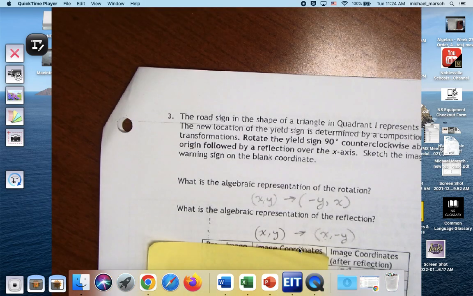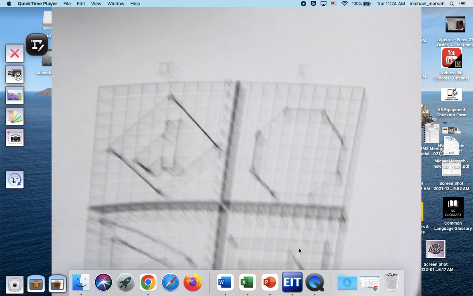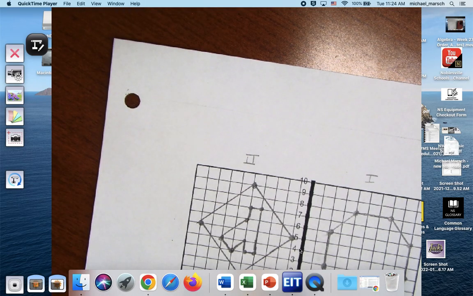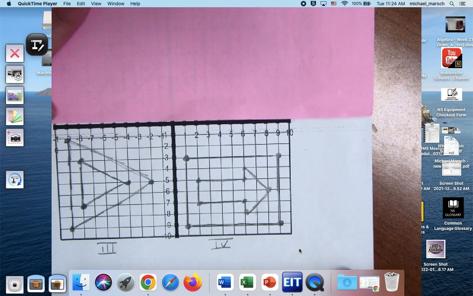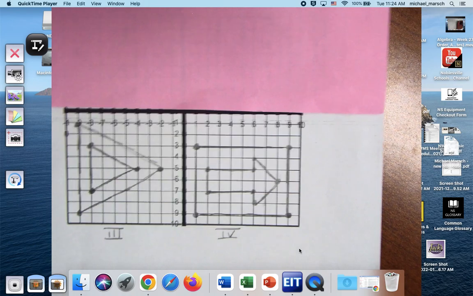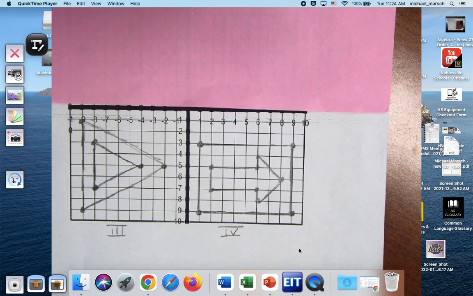Okay. So now what you should have on your paper are these two images, right? That's what you should have on your coordinate plane.